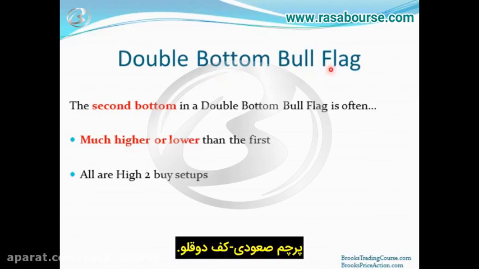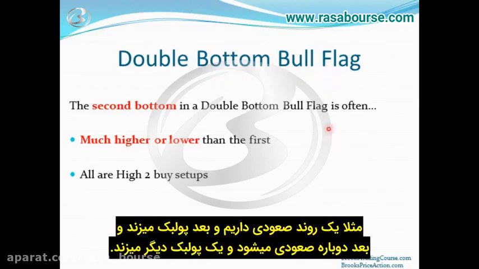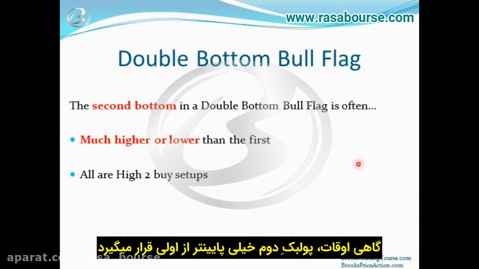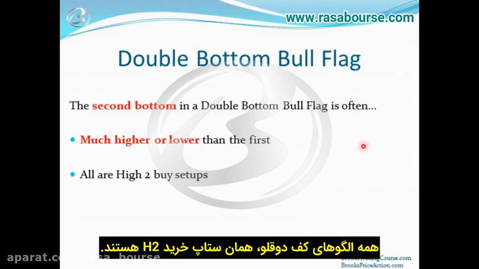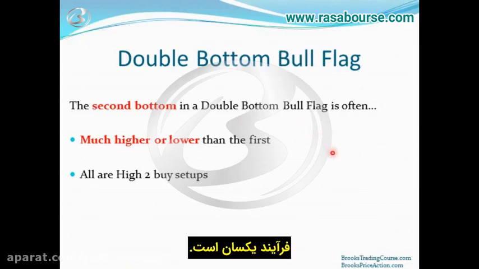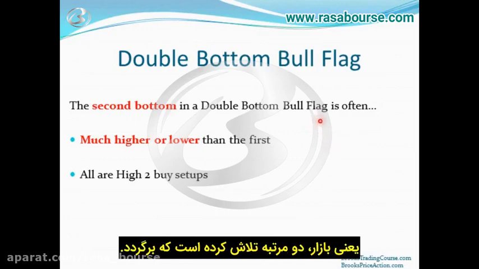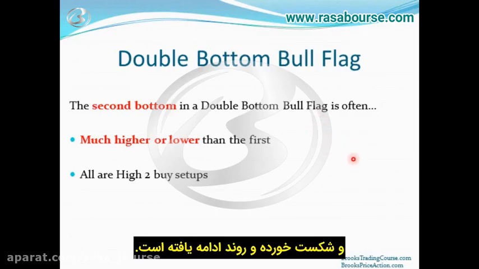Double bottom bull flag. So if you have a bull trend and a pullback and then a rally and then another pullback, sometimes the second pullback is much lower than the first. It can be much higher than the first. In either case, it's still a high to buy setup. All double bottoms are high to buy setups, and the process is the same. The market made 2 attempts to reverse, it failed, and the trend resumed.